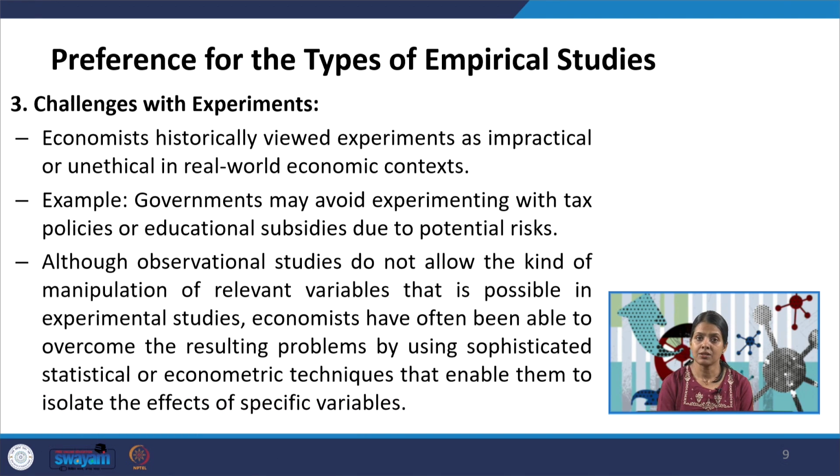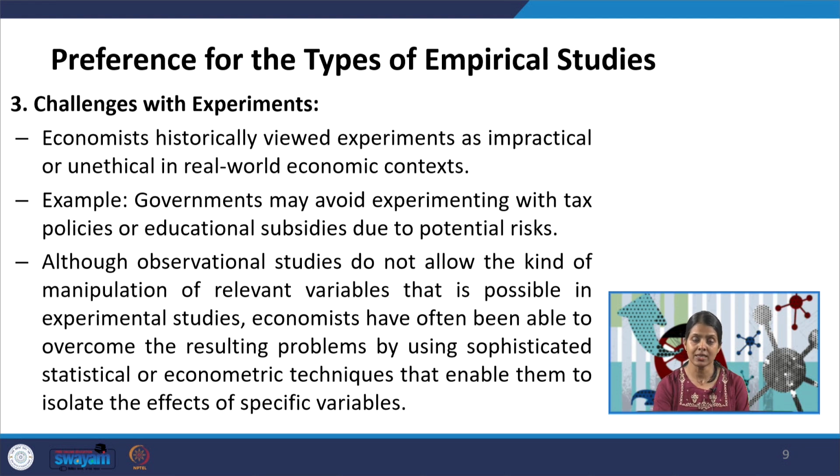Although observational studies do not allow the kind of manipulation of relevant variables that is possible in experimental studies, economists have often been able to overcome the resulting problems by using sophisticated statistical or econometric techniques that enable them to isolate the effects of specific variables. For example, there are econometric methods which try to filter out the impact of particular variables. So, we use more advanced mathematical techniques. Several variables and their impacts are controlled for in order to identify or focus more on the impact of certain variables.